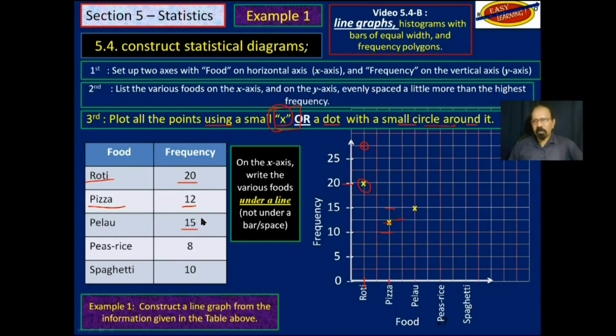Pilau is 15. That's very easy to do. Pilau, 15. So you come from pilau, go up here. 15, go across here. The x falls there. And then peas and rice would be 8. Be a little above 7.5.